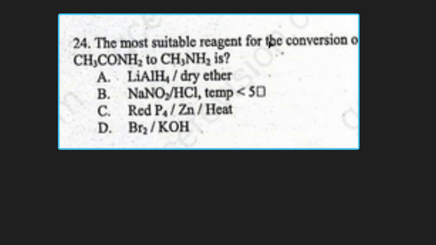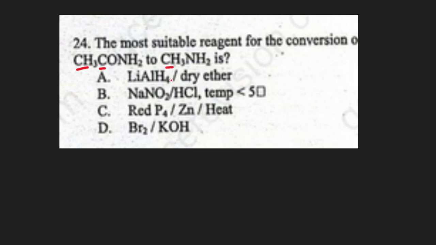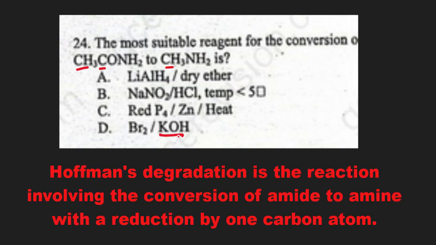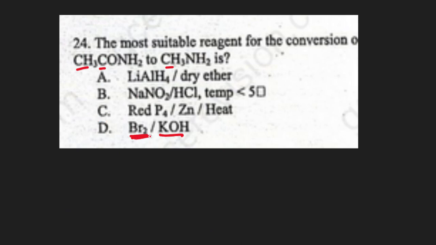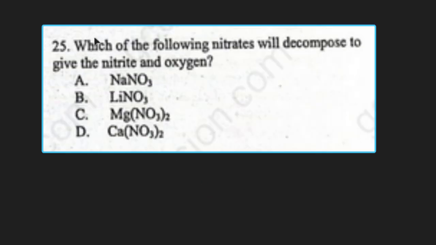Question 24. The most suitable reagent for the conversion of ethanamide to methylamine is, once we see a reduction in carbon, here we have 2 carbon atoms going to 1 carbon atom, we think of Hofmann's degradation. And with Hofmann's degradation, we need a metallic hydroxide and bromine. So conversion of amide to amine, we are going to use bromine in potassium hydroxide or bromine in sodium hydroxide. Our answer is D.